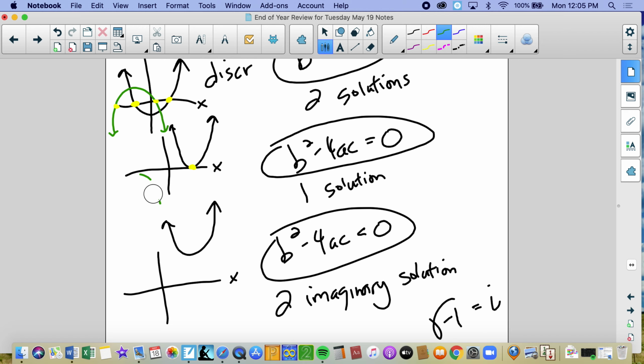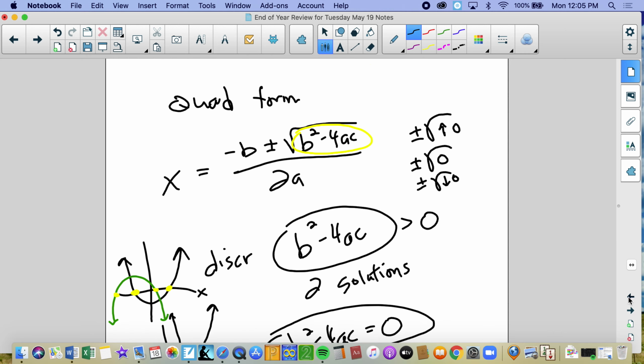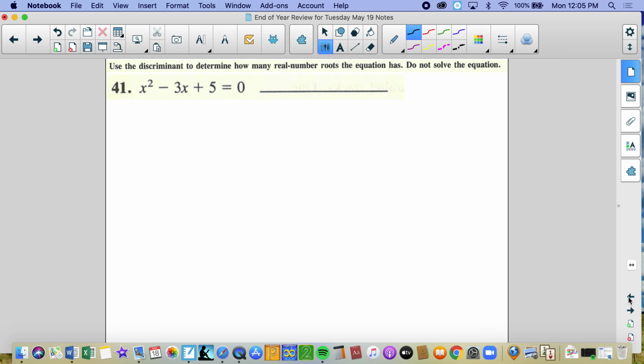Notice, even when it's upside down, it's still going to have only one. And then this situation could be something like this, where it never touches the x-axis. That would be when our a would be negative and our parabola would be upside down. So that's what they're talking about when they ask to determine how many real number roots the equation has.